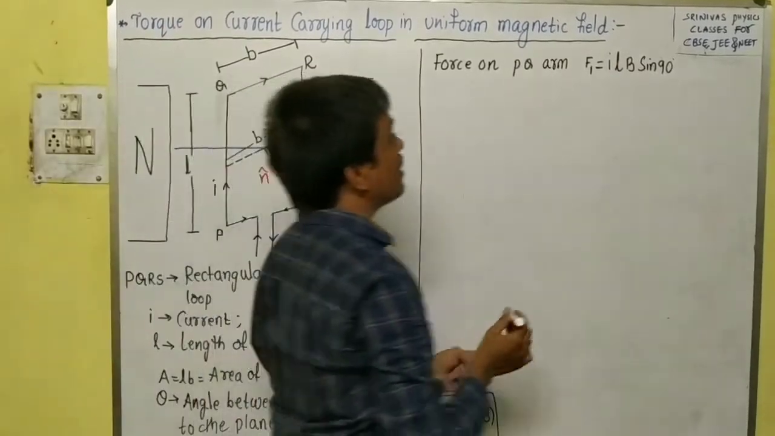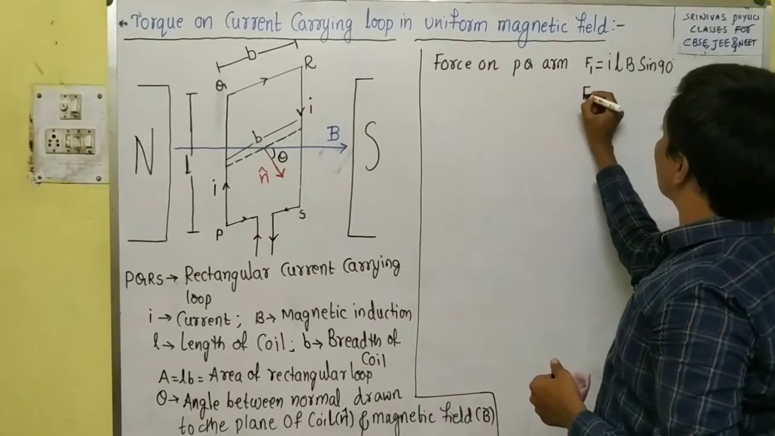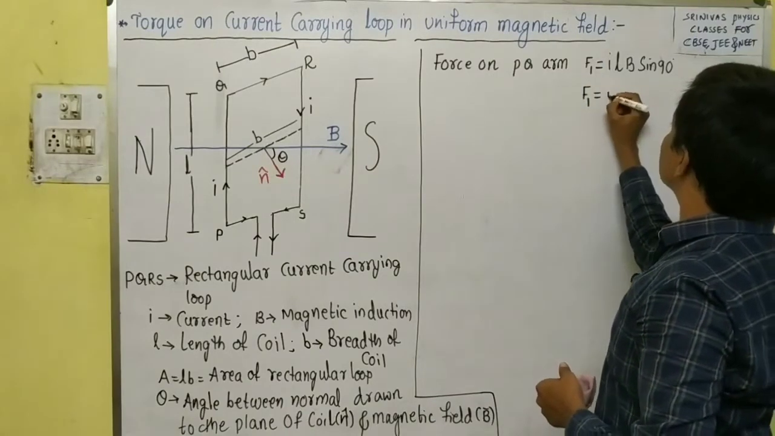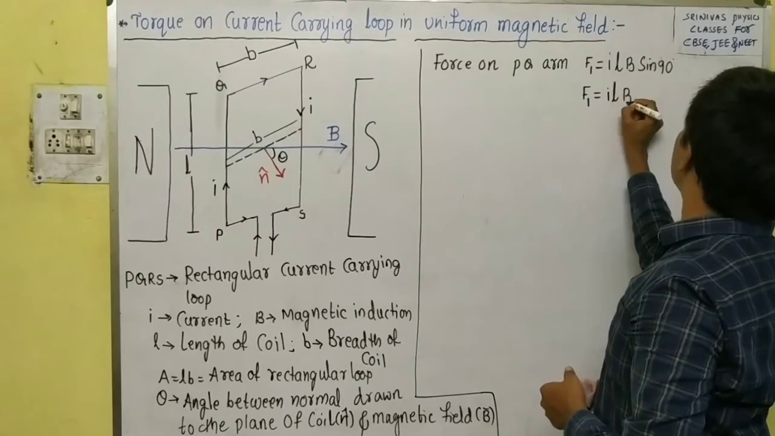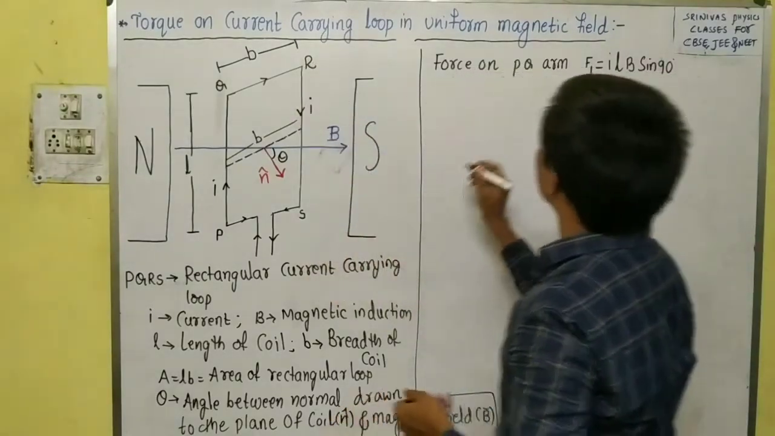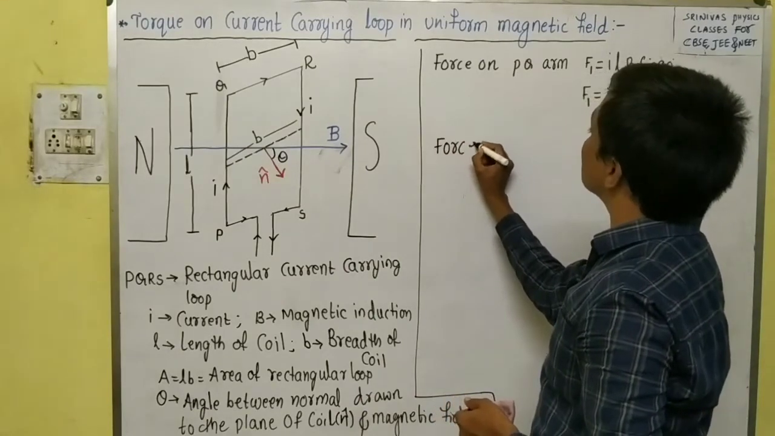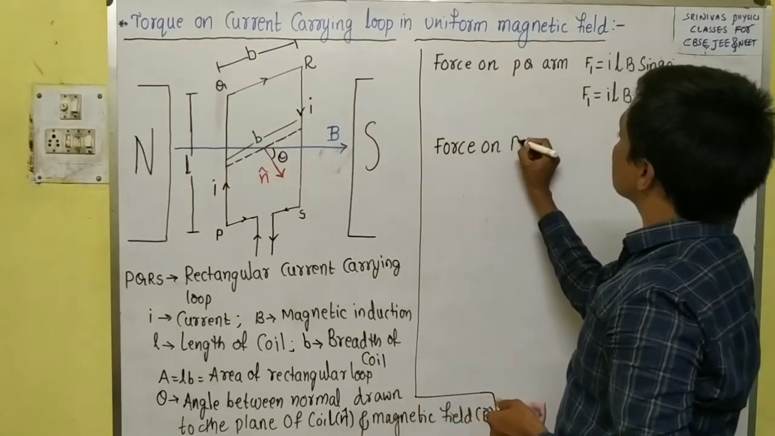Then we write ILB sin theta. Then what is the force on the PQ arm? That is ILB. Then the force on the RS arm I want to find out. Force on the RS arm.